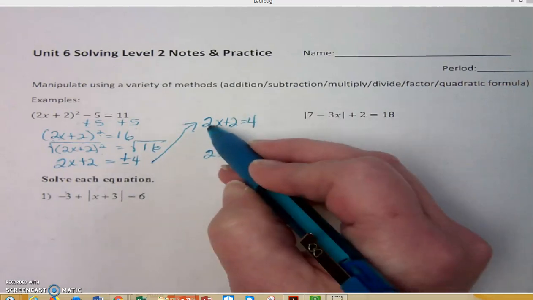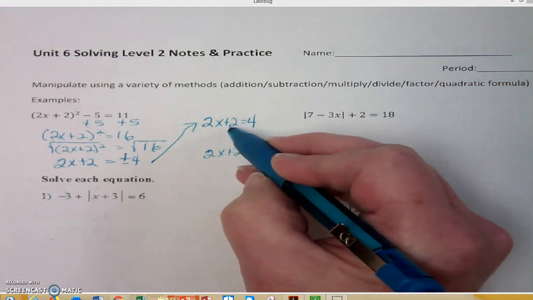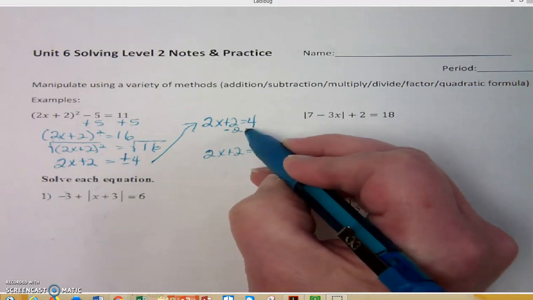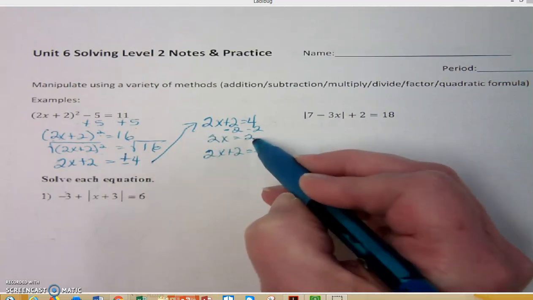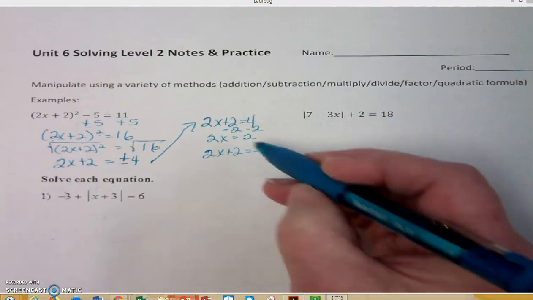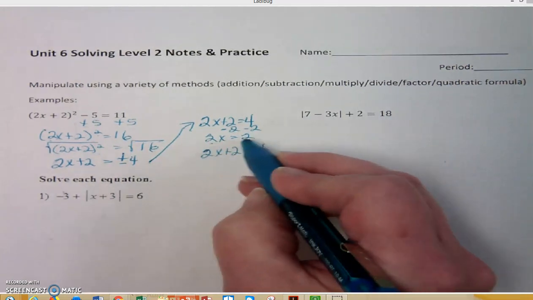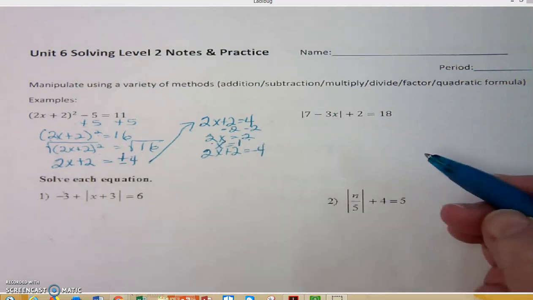To solve for x, first thing I have to do is get rid of my addition. I need to undo this, so I need to subtract 2 on both sides. And I get 2x equals 2. And then I divide both sides by 2. I kind of didn't leave myself enough room. And so I'm going to divide both sides by 2, and I have x equals 1.